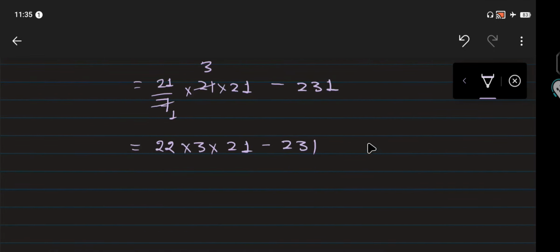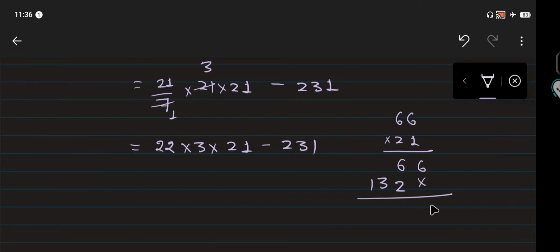Now this we have to do. Multiply this 22 with 3, it will be 66, and then multiply this 66 with 21. It is 6 times 1 is 6, and again 6. 6 times 2 is 12, and carry 1. 6 times 2 is again 12, and then carry 1, 13. It will be 6, 8, 1 and 3. So 1386.